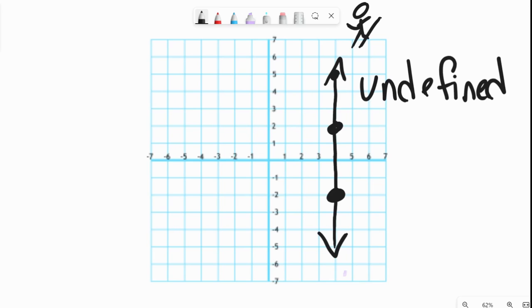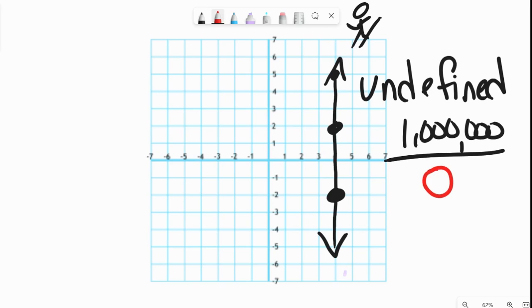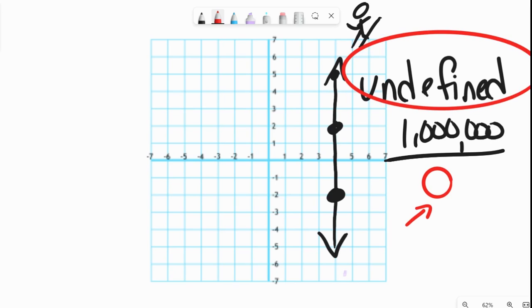And the reason is because the rise can be any number. You could put 1,000,000 in there for the rise because it's so steep. It's just going down. But when you think about it, how much are you running to get to the next point? You're not going left or right, anything. So you're running 0. And whenever we have a 0 in the denominator, we can't divide by 0. So it's going to be an undefined slope. And that's how you'd find slope from a line.